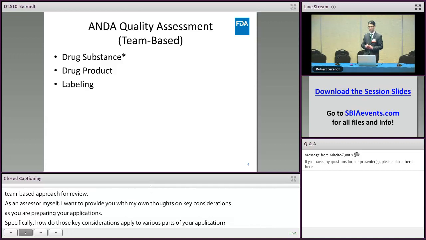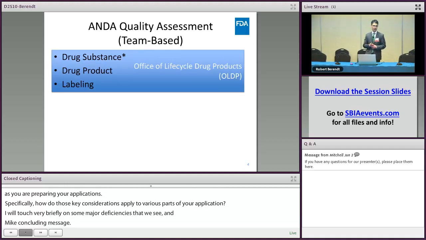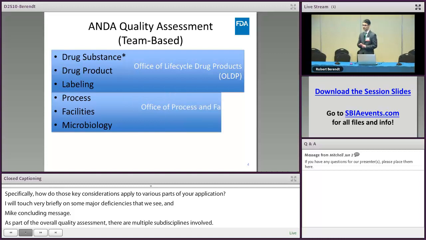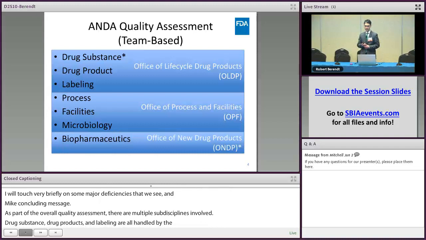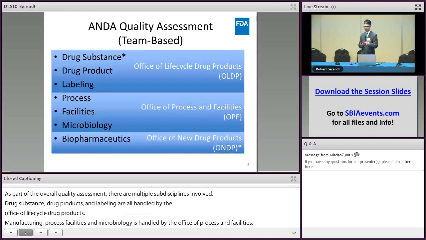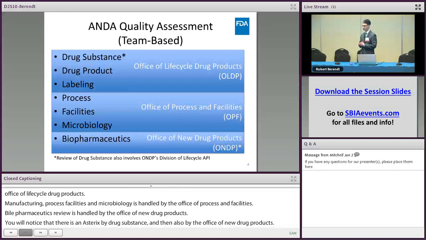So as part of the overall quality assessment, there are multiple subdisciplines involved. Drug substance, drug product, and labeling are all handled by the Office of Lifecycle Drug Products, and that's the office in OPQ where I'm located. Manufacturing process, facilities, and microbiology are handled by the Office of Process and Facilities. Biopharmaceutics review is handled by the Office of New Drug Products. And you'll notice that there's an asterisk by drug substance and also by the Office of New Drug Products. That's because much of drug substance quality assessment is actually done by the Division of Lifecycle API in the Office of New Drug Products. And my colleague Ram will be discussing that next.